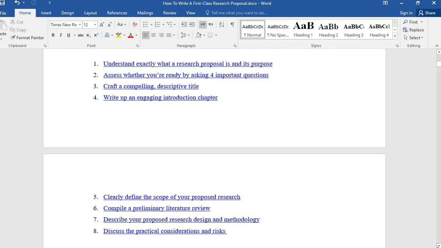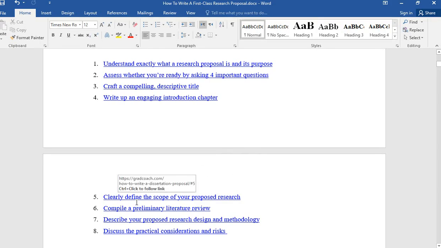Introduction chapter. I told you that the first chapter of your proposal consists of the introduction. And I'll tell you that in the introduction there are some other subtitles or subsections that should be included, like statement of the problem, significance of the study, purpose of the study, research questions, research hypothesis if applied, limitation of the study, and definition of the key terms.